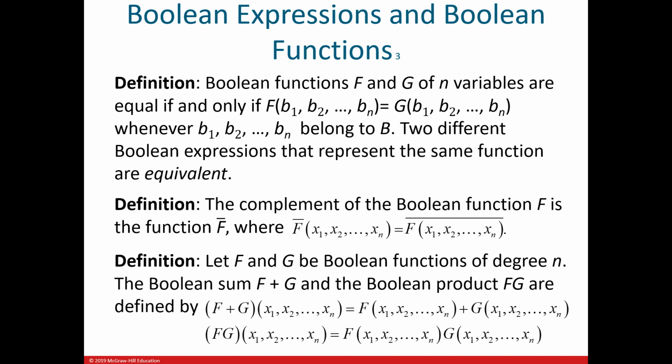Another definition is if f and g are two Boolean functions of degree n, and you want the Boolean sum of f and g and the Boolean product of f and g, then you can do it like this: you apply the Boolean function f on your set and then you apply g on your set and then you add. When you have to take the product, you apply f first on the variables, then apply g on the variables, and then perform the product of both.